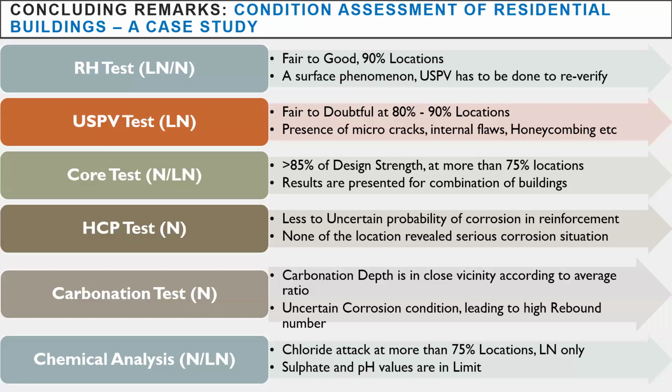And USPV is fair to doubtful at about 80 to 90%, and this could be due to the presence of micro cracks, internal flaws, maybe honeycombing, etc. There are many reasons. And half cell potential test indicates that there is less to uncertain probability of corrosion in reinforcement. None of the locations revealed a serious corrosion situation.